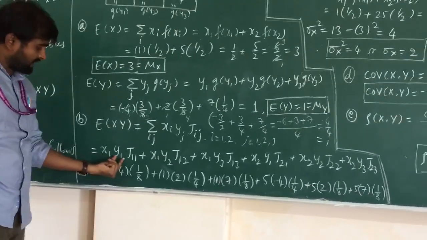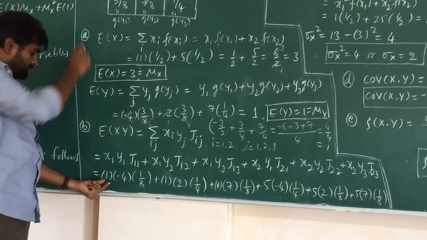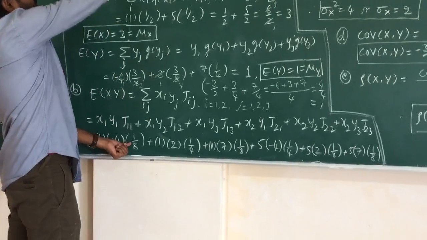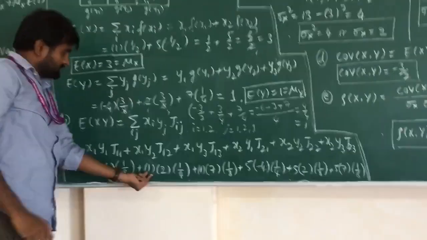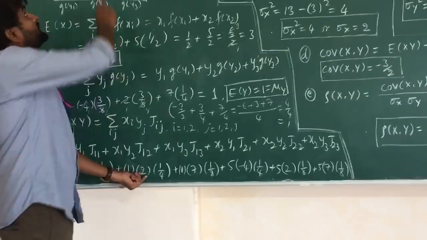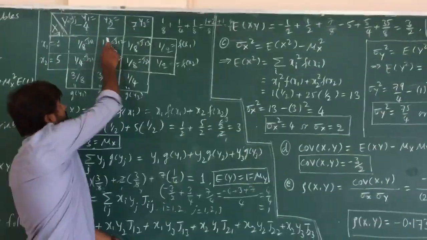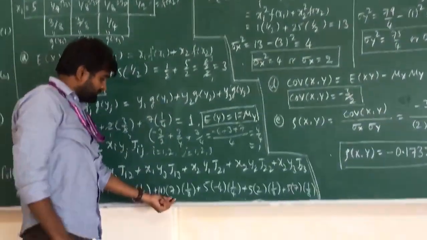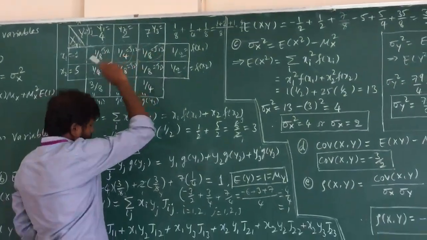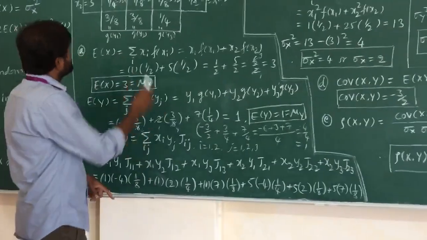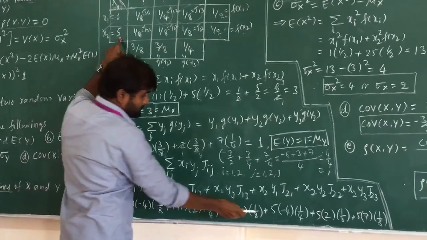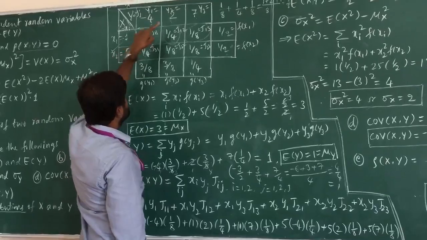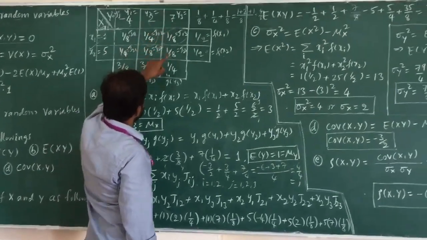Now you know all the values using this table. x1 is 1, y1 is minus 4, f11 is 1 by 8. So this is 1 by 8, plus x1 is 1, y2 is 2, f12 is 1 by 4, plus 1, y3 is 7 into f13, which is 1 by 8, plus then x2, this value 5, into minus 4, this 5 into 2, this 5 into 7 into 1 by 8.